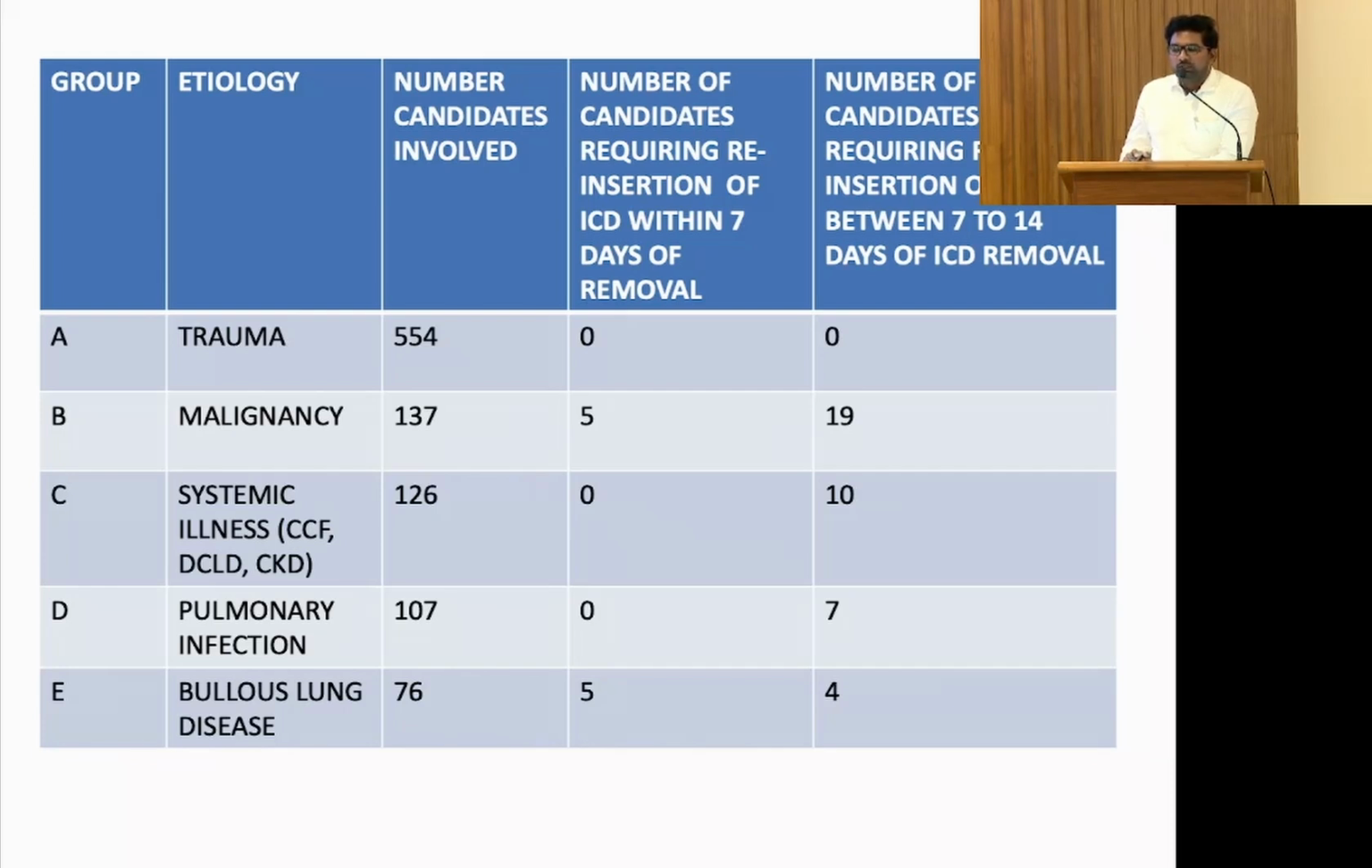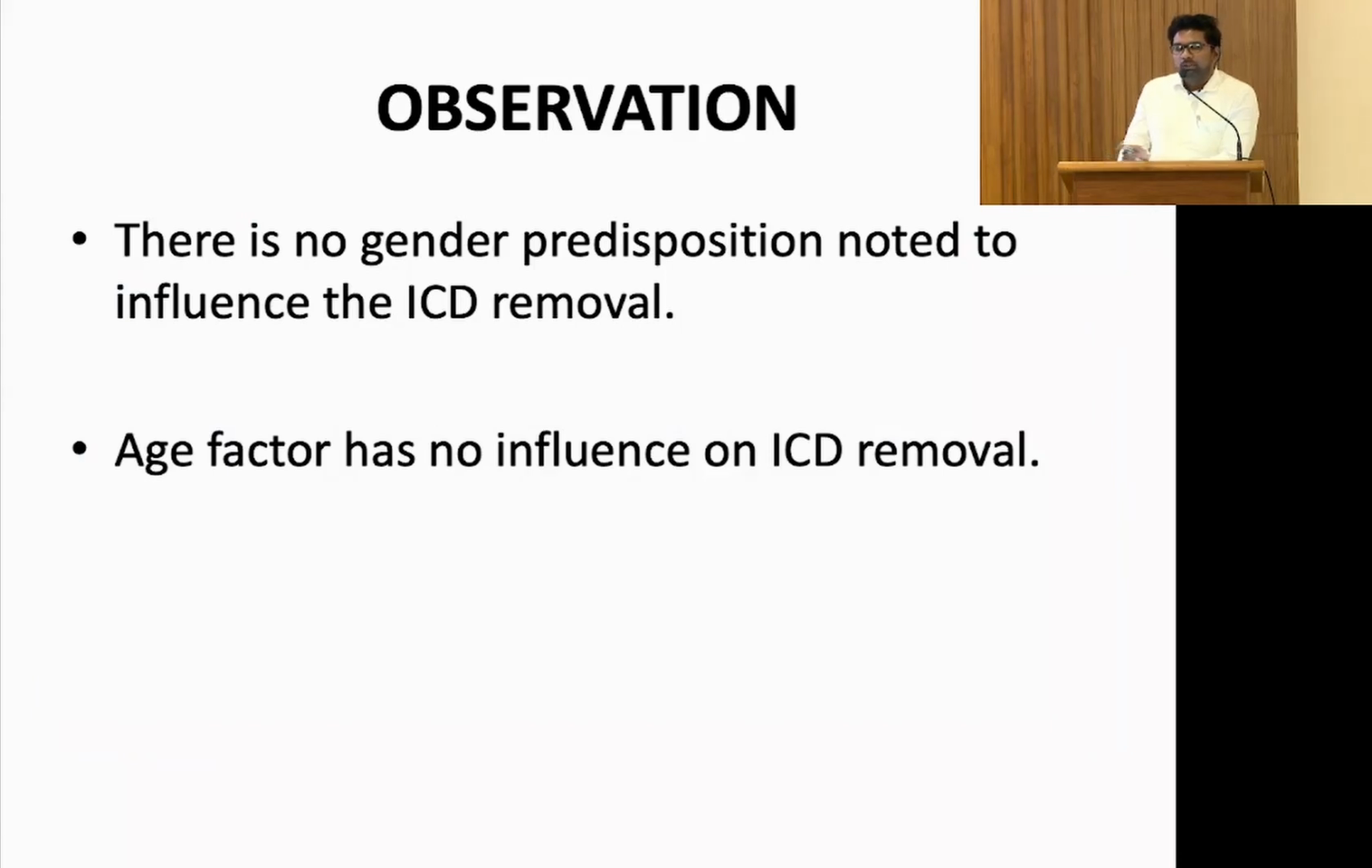In group E, where pneumothorax occurred because of a rupture of bulla, around 76 patients were enrolled in the study. Of the 76, 5 required ICD reinsertion within 7 days, and 4 people required ICD reinsertion at around 7 to 14 days. So totally 9 out of 76 patients required ICD reinsertion here. So in the observation of the study, there is no gender predisposition noted to influence the ICD removal, and also age has no influence on the ICD removal here.